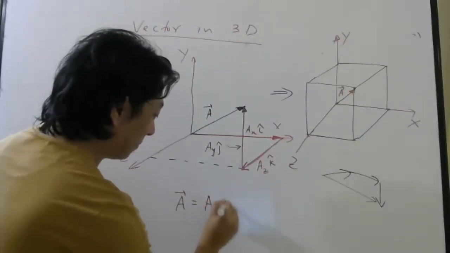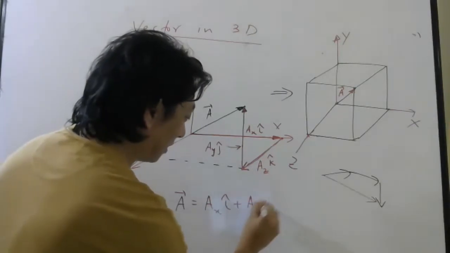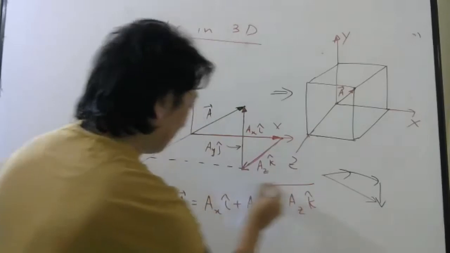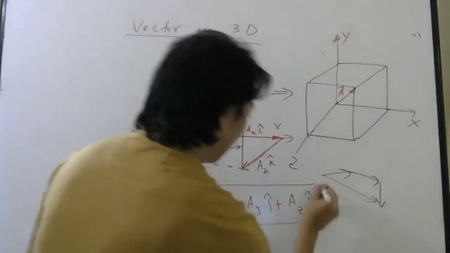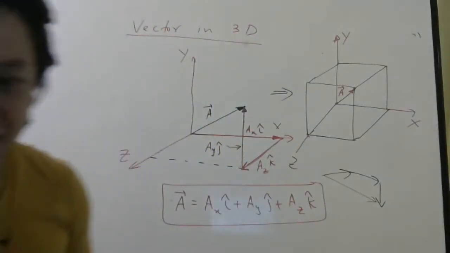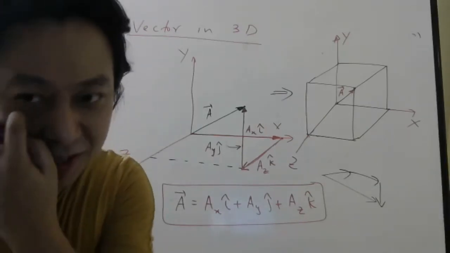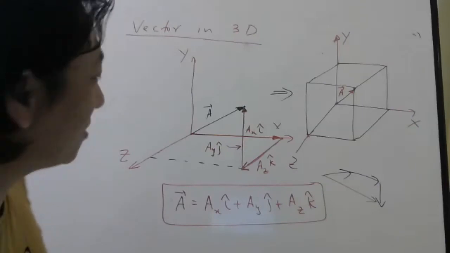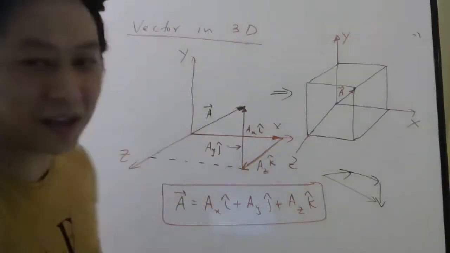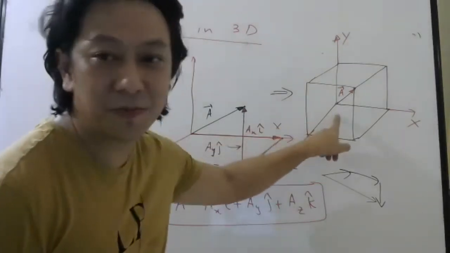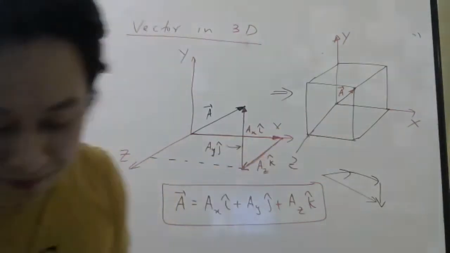A_x i cap plus A_y j cap plus A_z k cap. Okay, directly also you can write. So now you have to think, this is a 3D diagram, so it may be confusing. If you try to imagine a little bit, it will be helpful. Try to think of this cube. Channa, this cube may help you.